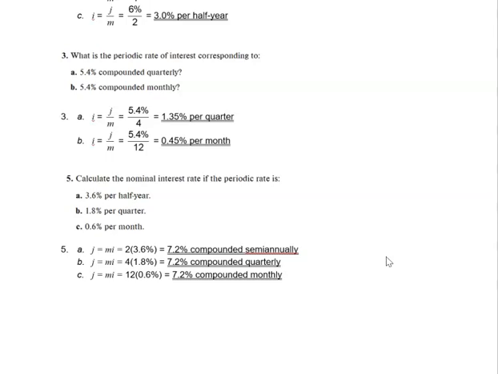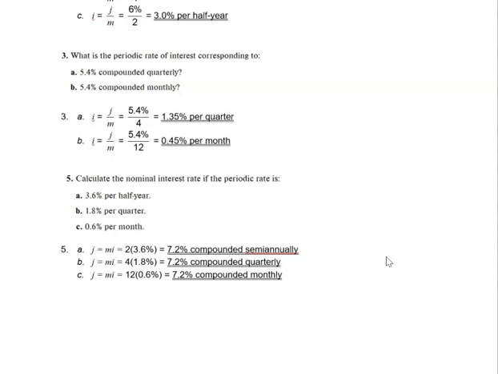So for 5, calculate the nominal interest rate if the periodic rate is given. So remember, your nominal interest rate is your J, or your annual interest rate. And the periodic rate that's given to us is your I. So again, changing your formula around. If it's your periodic interest rate you're trying to calculate, that's I equals J divided by M. So if we want to isolate the J, we need to multiply both sides. So then that gives you J equals M multiplied by I.